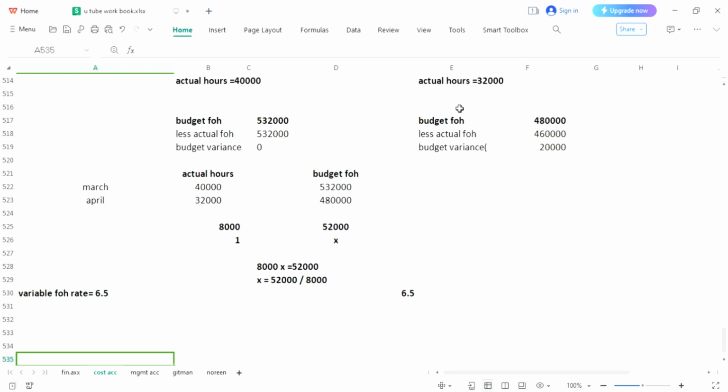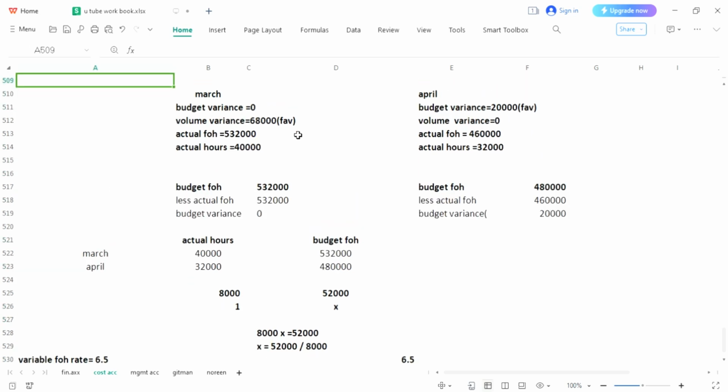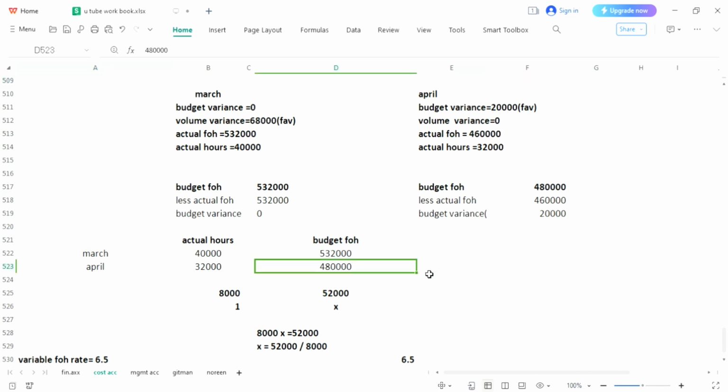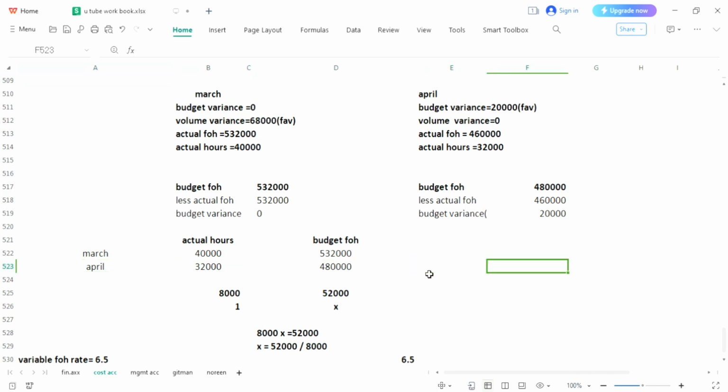But keep it in mind, whenever you want to calculate fixed FH, you have to see where volume variance is zero. At which month is volume variance zero? Here volume variance is 68,000 and here in April volume variance is zero. So you will always choose that month where volume variance is zero. As you have understood, fixed FH for March and April would be fixed. There will not be any change. But even then you will choose the month of April to calculate fixed FH. For calculation of fixed FH, we need the formula for budget FH. How do you calculate budget FH?